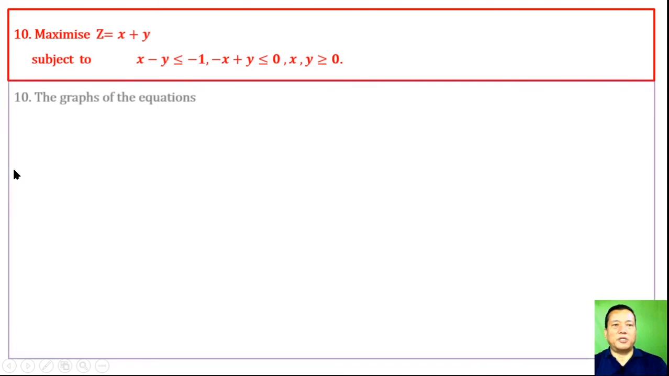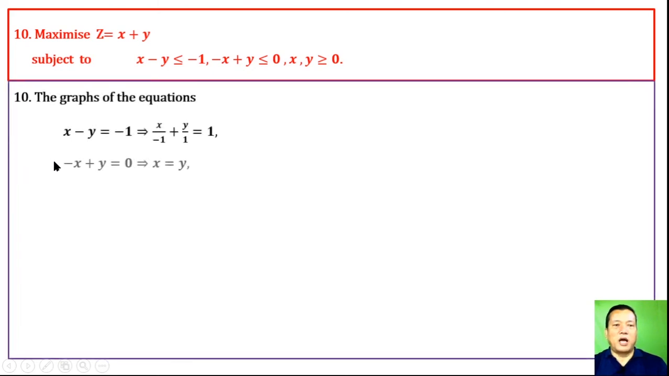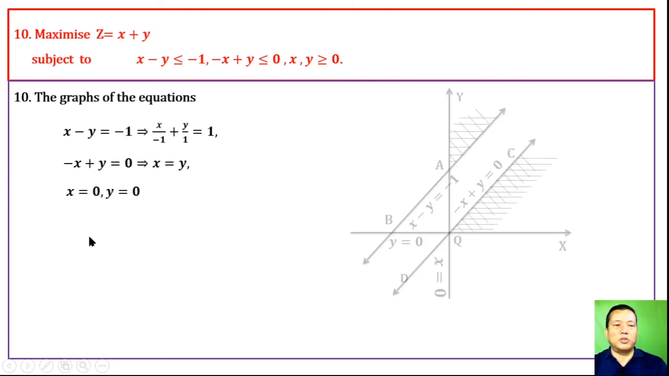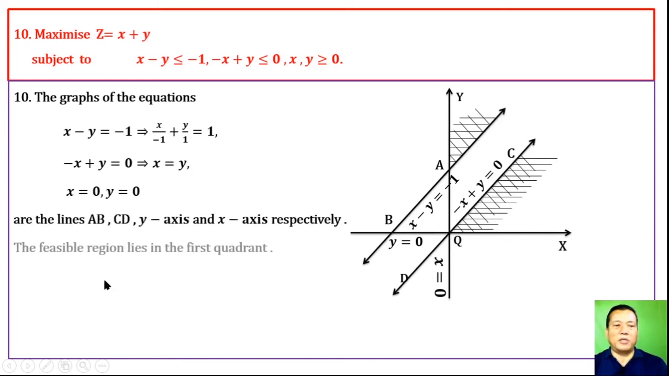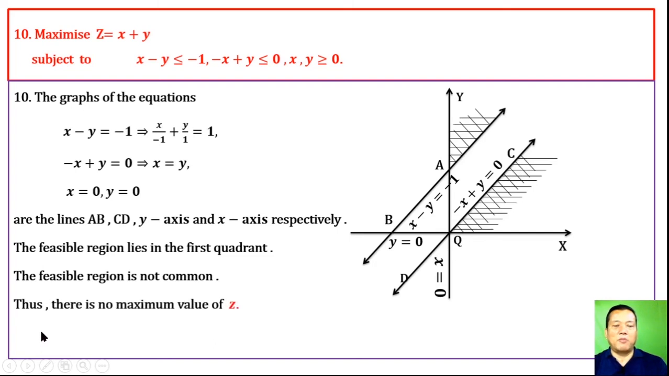Question number 10. The graphs of the equations x equal to 0 and y equal to 0 are the lines, the y-axis and x-axis respectively. The feasible region lies in the first quadrant. Feasible region is the first quadrant. The feasible region has no common region. Thus, there is no maximum value of Z.